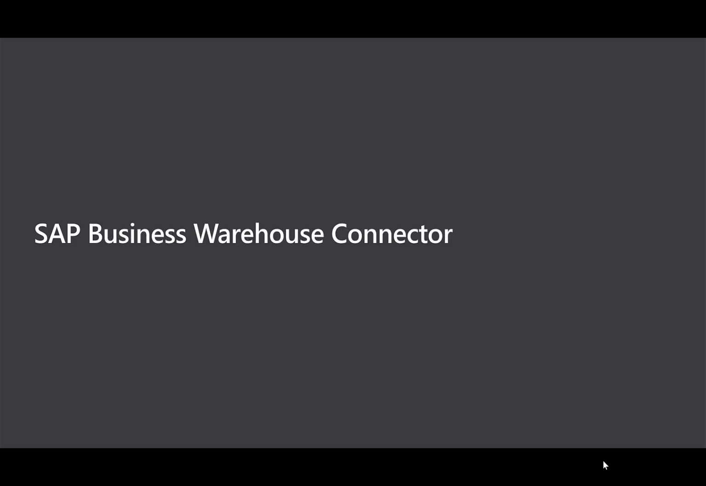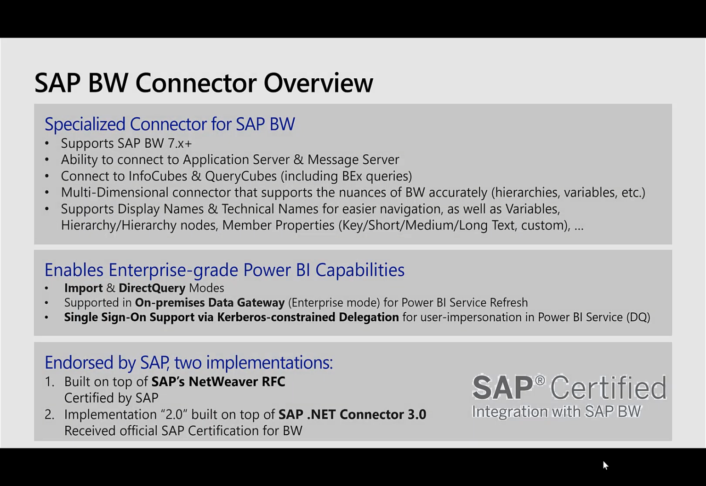So now let's talk about the SAP Business Warehouse Connector. It's a specialized connector for SAP BW, supports BW 7.x plus. It has the ability to connect to both the application server and the message server, and is able to connect to info cubes and query cubes, including BEx queries. It is a multidimensional connector that supports accurately the hierarchies and variables of the cube. It also supports displaying names and technical names for easier navigation, as well as variables, hierarchies, hierarchy nodes, member properties.